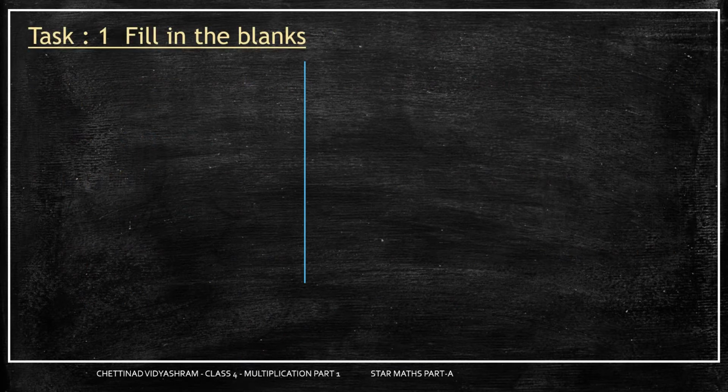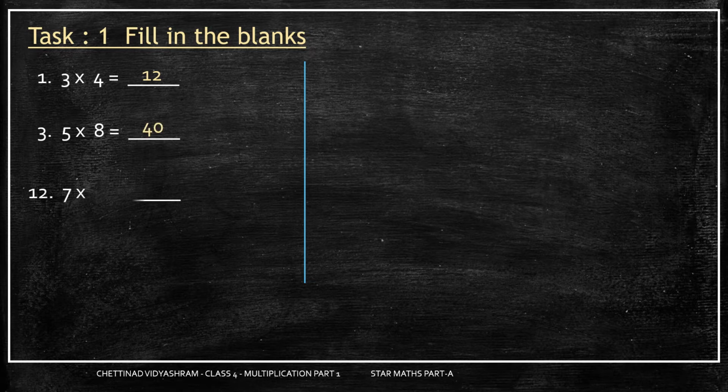Let us do task 1. Fill in the blanks. 3 into 4. 3 4s are 12. 5 into 8, 40. Next is 12 sum. 7 into 6, 42.